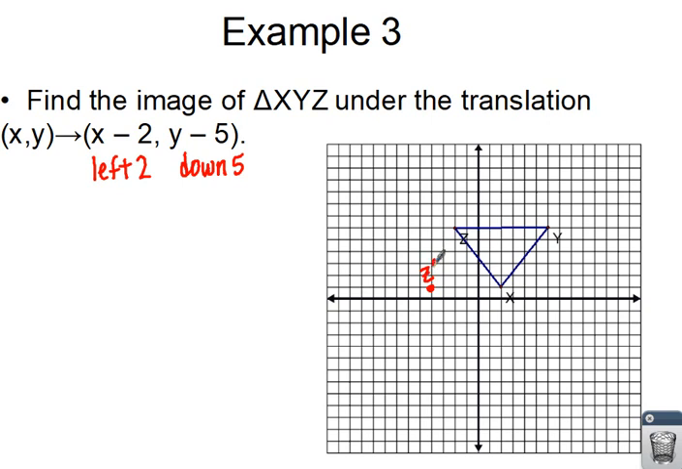And that is now Z prime. Go left 2, down 5. This is X prime. And then left 2, down 5. And this is Y prime. So this is your new shape.